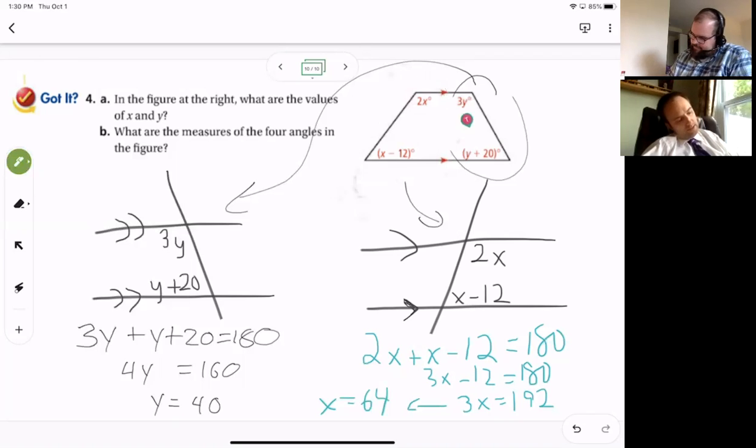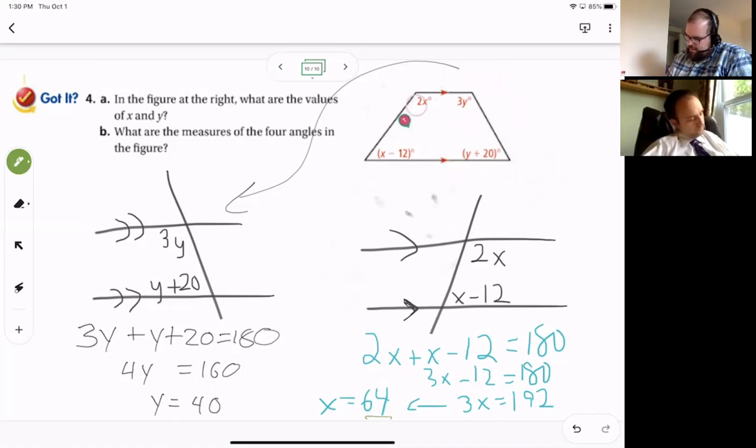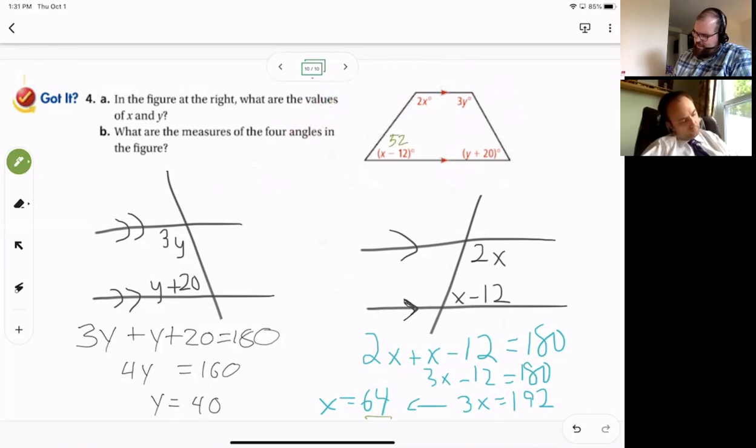Yep. Sweet. All right, so if x is 64, 64 minus 12 is going to be 52. And if x is 64, 2 times 64 is going to be 128. I'm going to check my math and do 52 plus 128, and I get 180. And that makes sense because they're same side interior angles.